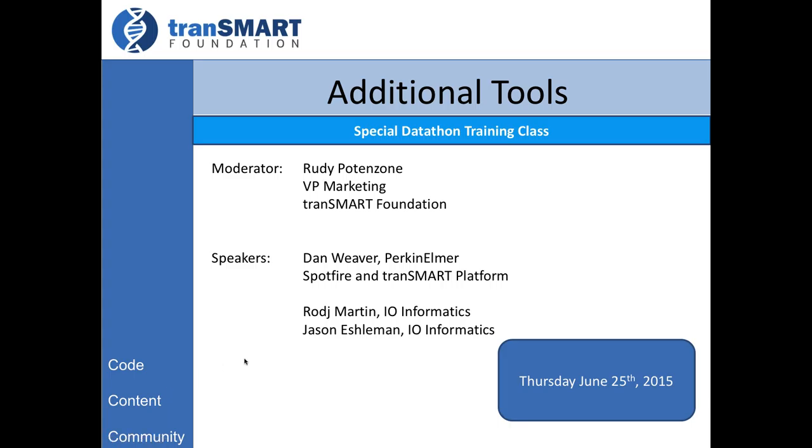Welcome, everyone. This is our fourth and final special webinar in preparing for the Datathon next week in Boston. Today, we're going to have two groups presenting about their tools and how it might be used next week during the Datathon. Dan Weaver from PerkinElmer will talk about Spotfire, and Raj Martin and Jason Nishelman will be talking about IO Informatics.